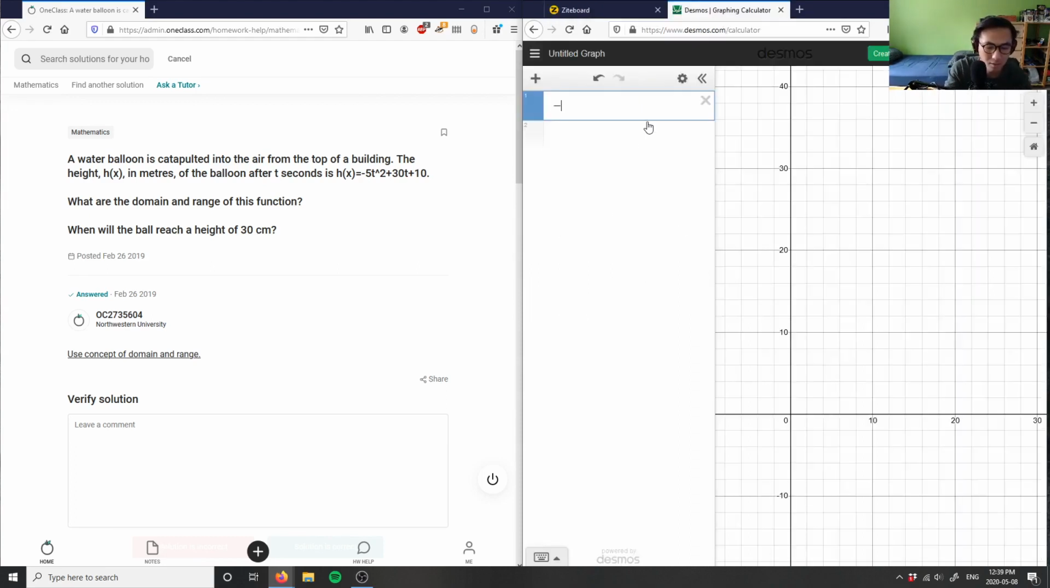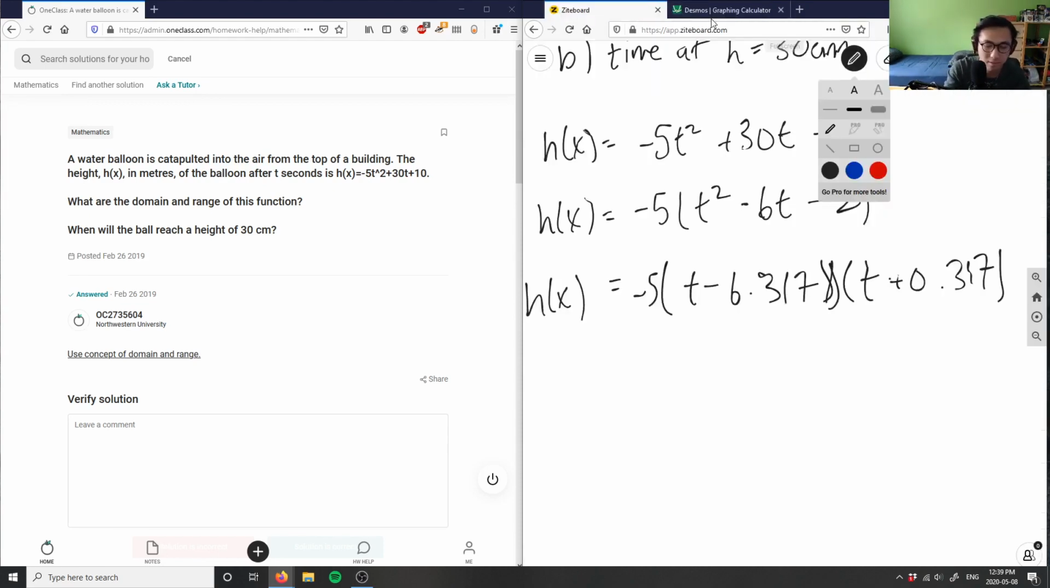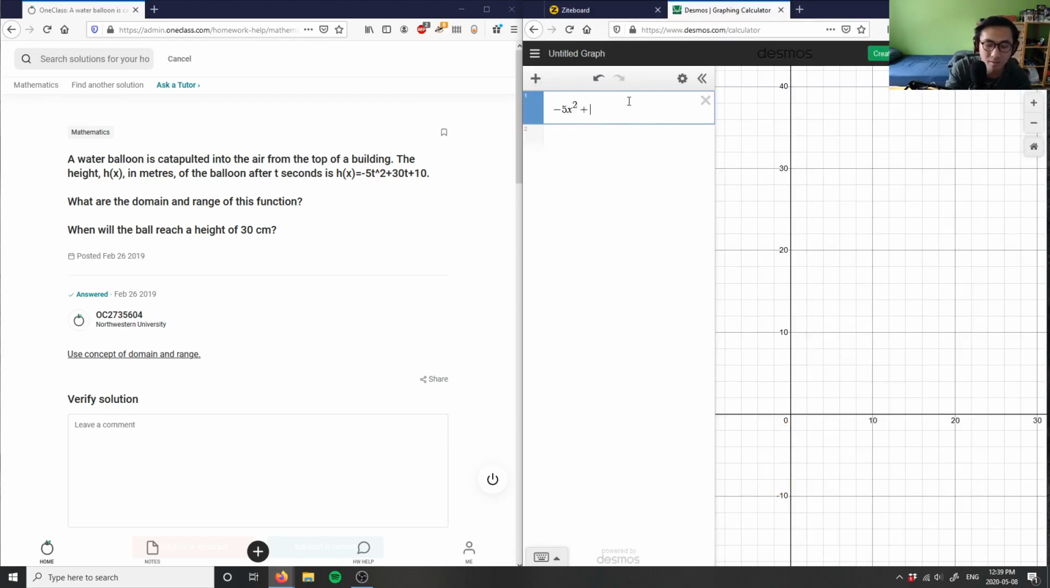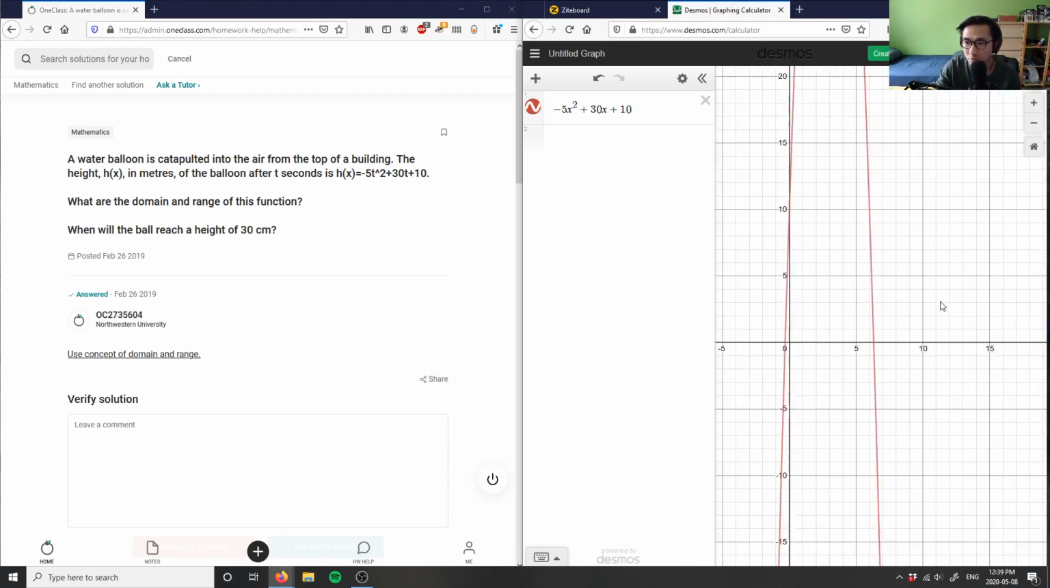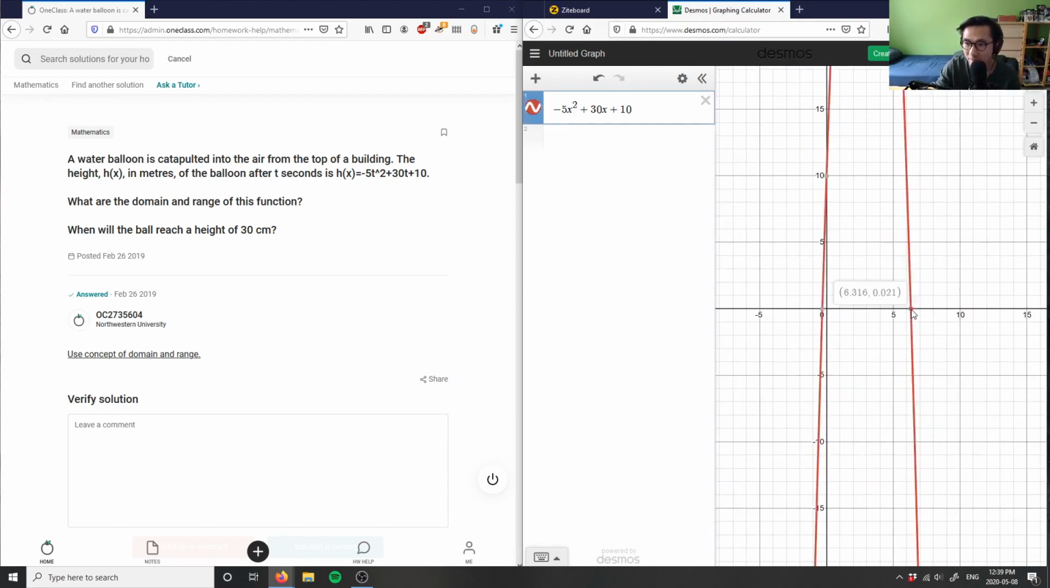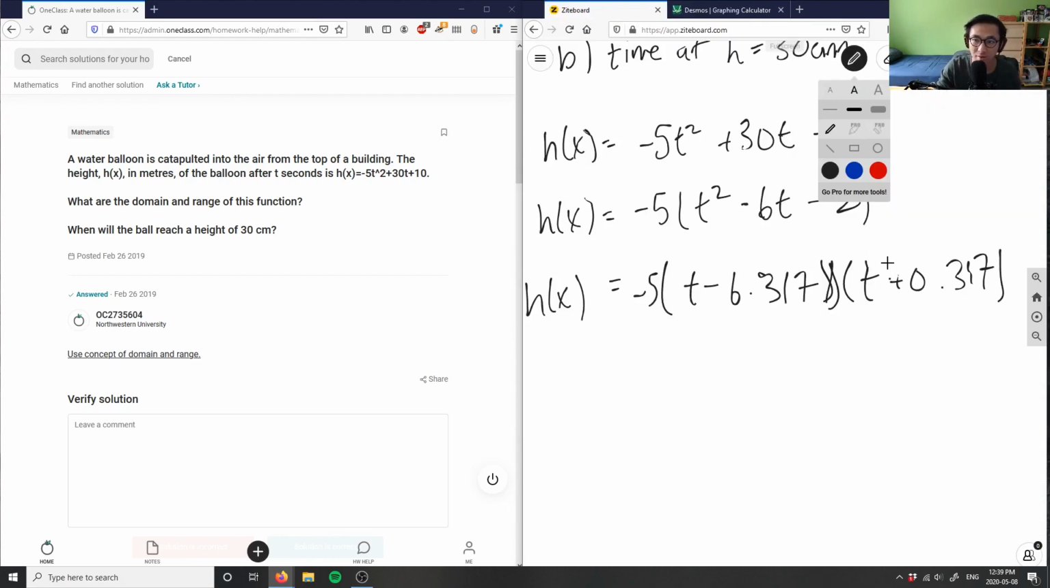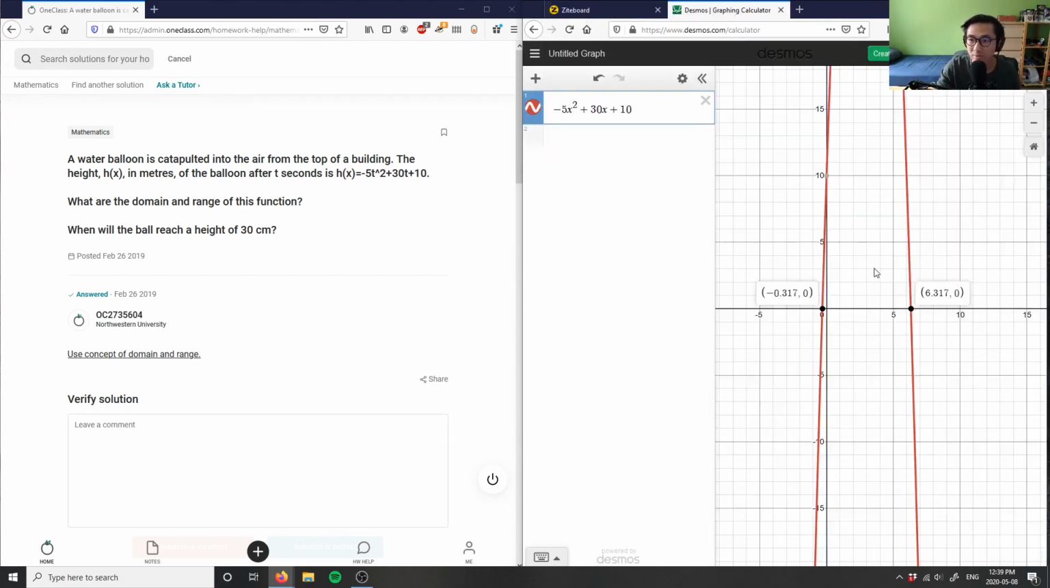So let me just write that for you here. -5x squared plus 30x plus 10 here. So again, you get two x-intercepts here. You get one at 6.317, like I said, and then one at -0.317. And again, what I can do is find the vertex simply by adding these two numbers and finding the average of these two numbers, right?